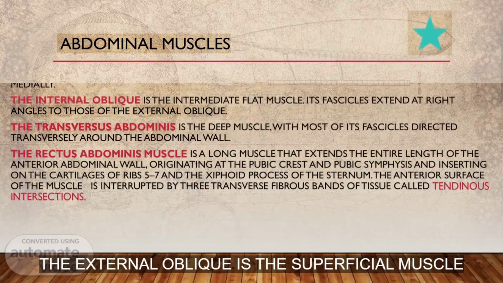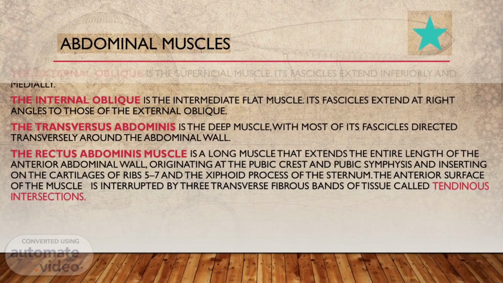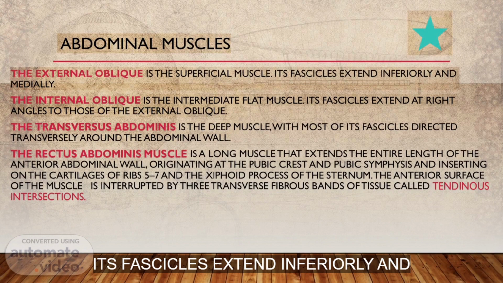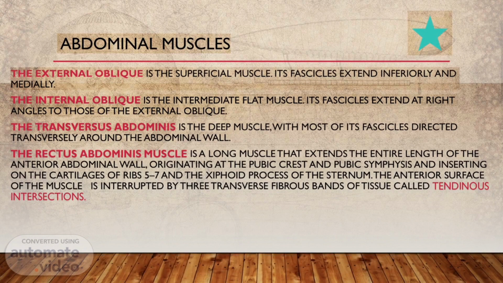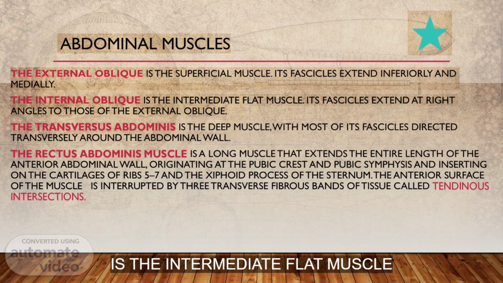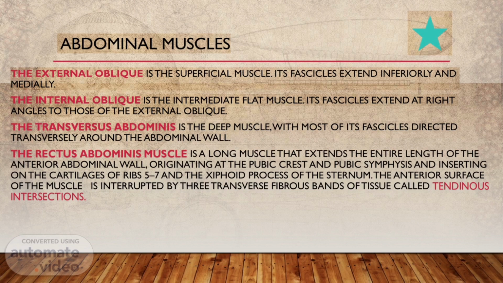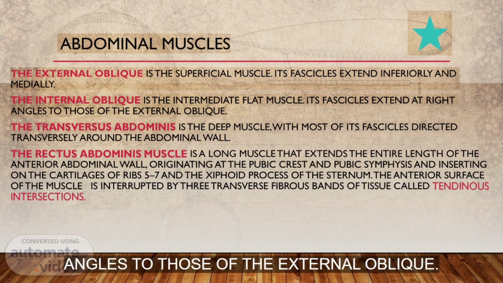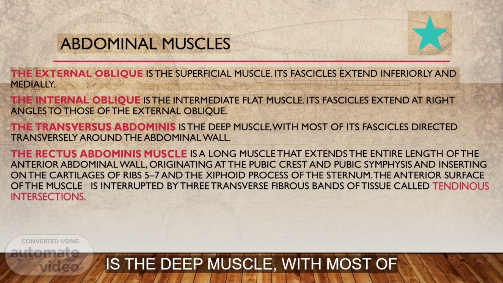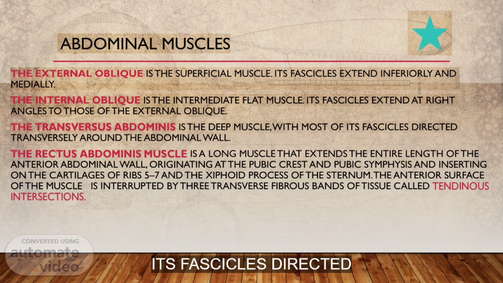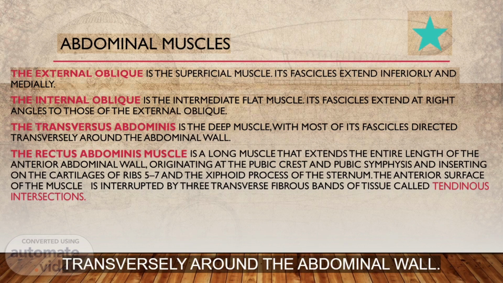The external oblique is the superficial muscle. Its fascicles extend inferiorly and medially. The internal oblique is the intermediate flat muscle. Its fascicles extend at right angles to those of the external oblique. The transversus abdominis is the deep muscle, with most of its fascicles directed transversely around the abdominal wall.